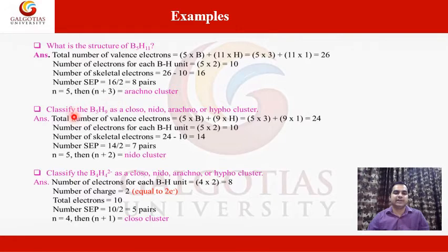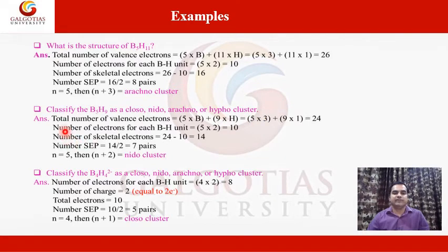Now let us take another example, B5H9. It can be closo, it can be nido, it can be arachno, or it can be a hypho cluster. How can we identify this? It can be done by calculating the number of skeletal electrons in this case, through which we will get what value is coming. Then we can identify whether it is in the closo, nido, arachno, or hypho category.